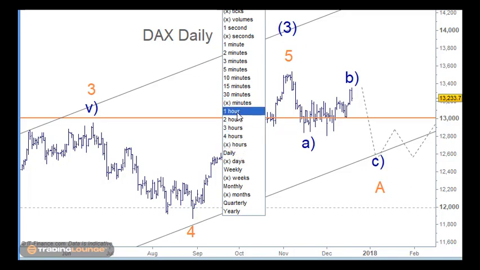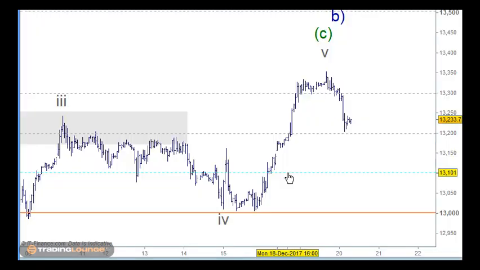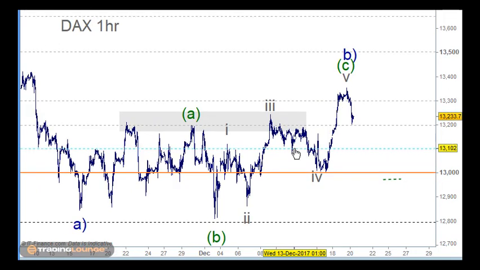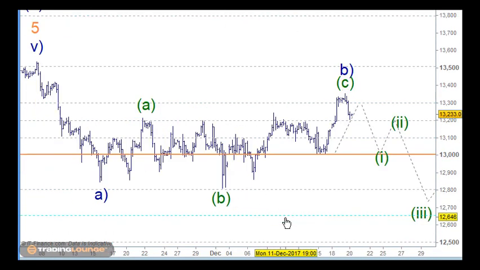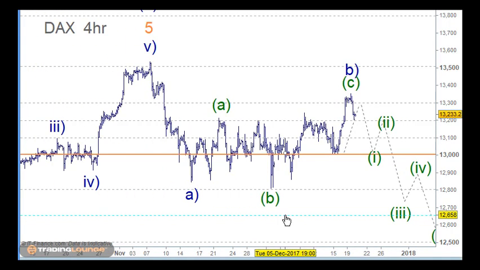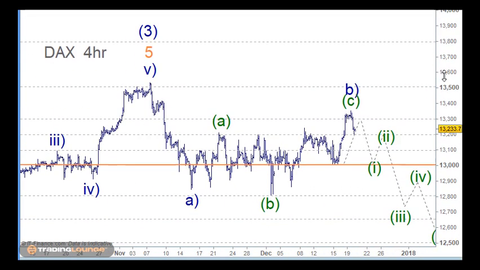So maybe I'll just go straight to the hourly chart here. Just squash that up a little bit. Maybe I will go to the 4-hour chart just to see what we've got here. Okay, let me just squash this in here.